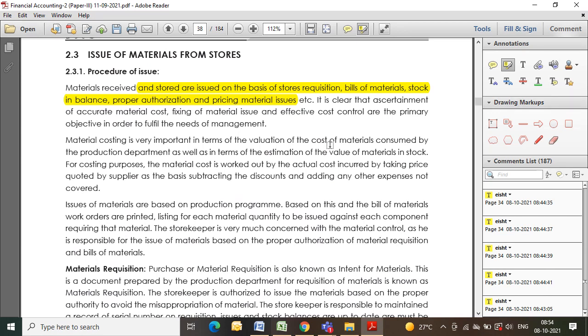Store requisition, each department will give, basis which they will prepare a bill of material, BOM. BOM is a very important document here. Plus, it will also record the stores in balance. They have to be properly authorized, and the pricing also needs to be rightly calculated. Material costing is very important in terms of valuation. For costing purposes, the material cost is worked out by the actual cost incurred, taking the price quote also.